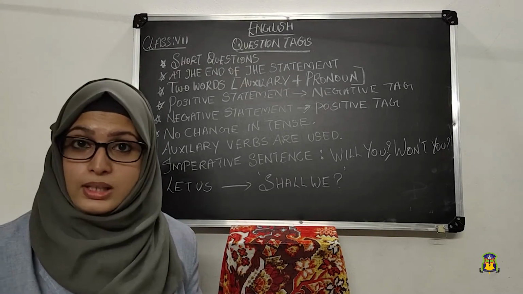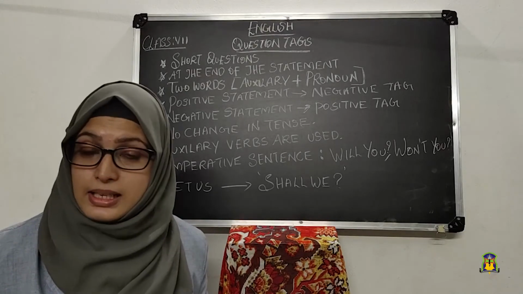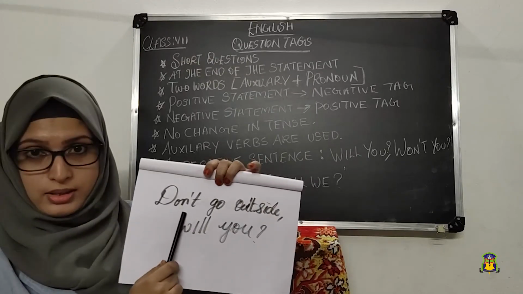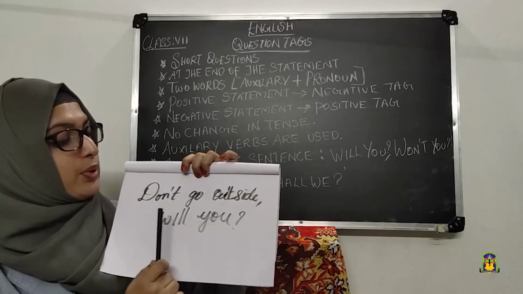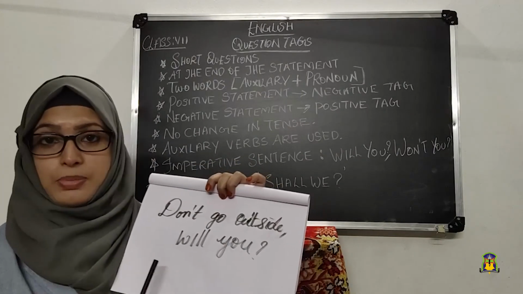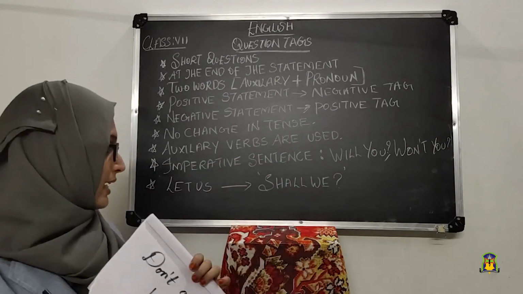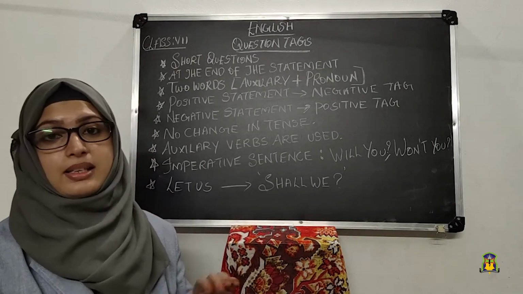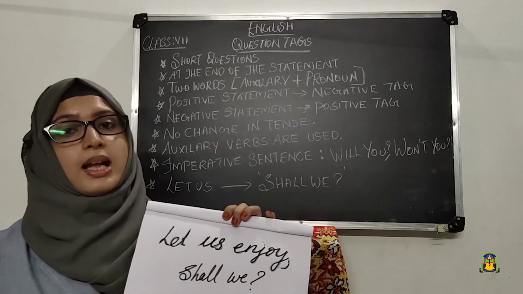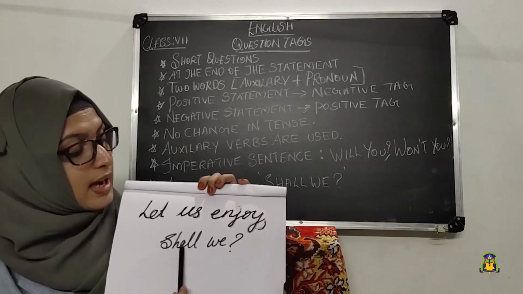Next, the last point we are going to discuss is let us. If the sentence is starting with let us. Before that, as I already told you, in an imperative sentence, if the statement is positive, we have to use a negative tag. But if the imperative sentence is starting with do not, don't, we have to use will you itself. If you find a negative sentence like don't go outside, don't spit here, you have to use will you as a question tag. If you see the negative command, you have to use will you. Now the next last point, that is let us. If a sentence is starting with let us, we have to use shall we. Sentences which are starting with let us go for a walk, let us go and play, let us enjoy, let us read this lesson, all these we can use shall we as the tag.